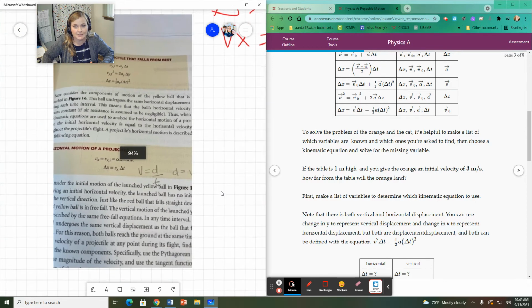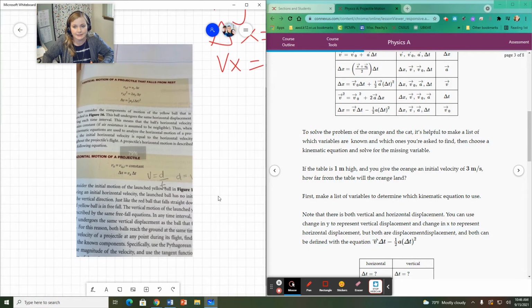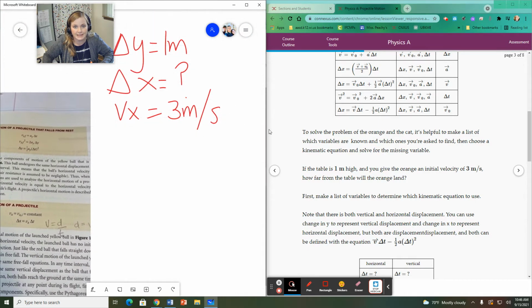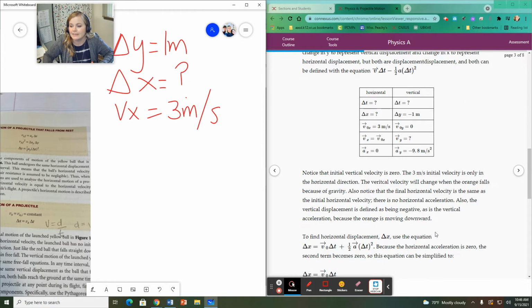So that's important. If I want to figure out delta x, that's my goal, I would use this equation. Delta x is v sub x, 3 meters per second, times time. But I don't know the time. Time isn't given to me. So, oh man, that sucks. I need to figure out time, right? Oh man, that's important.